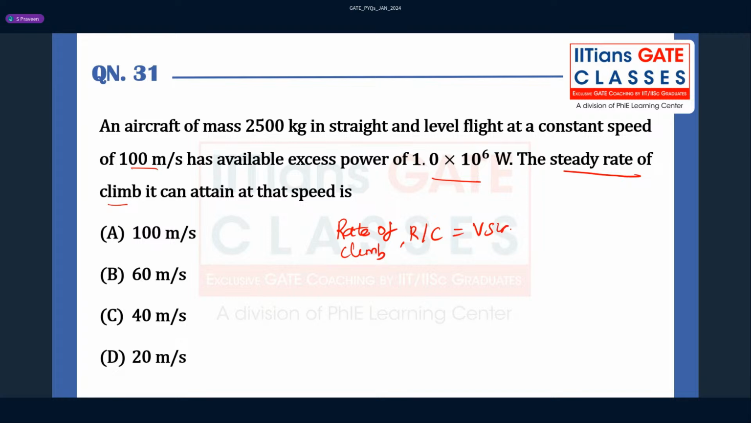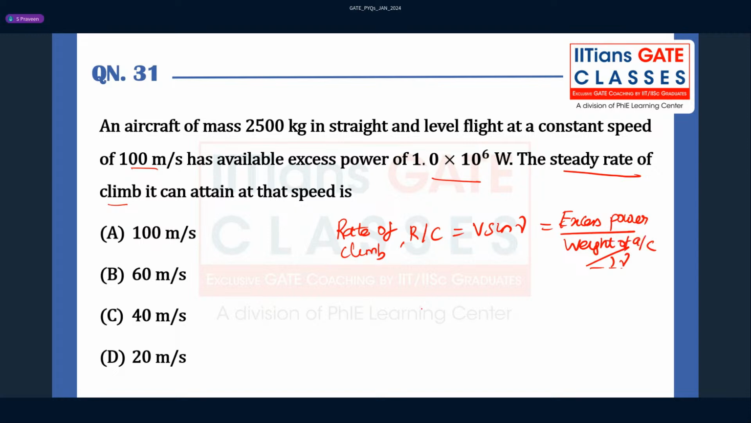Is V sine gamma, where gamma is basically the climb angle. This can also be written as excess power divided by the weight of the aircraft.